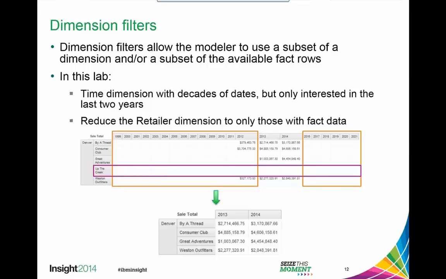So your other options for filtering of your dimensions and fact tables in the past were to create a view, a database view, to do that filtering. But really, doing this in the model is a lot easier and doesn't involve having to ask your DBA to create those views for you.